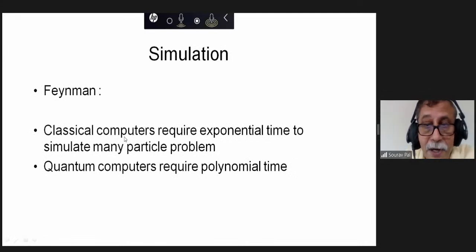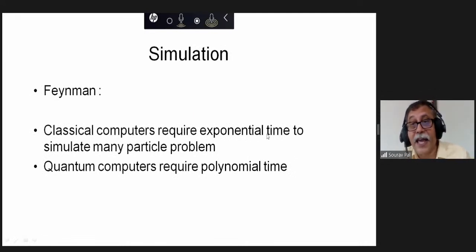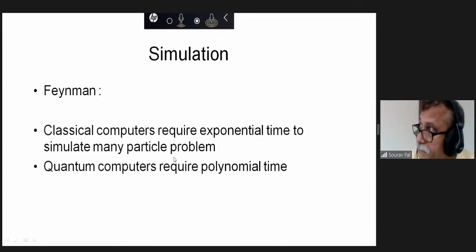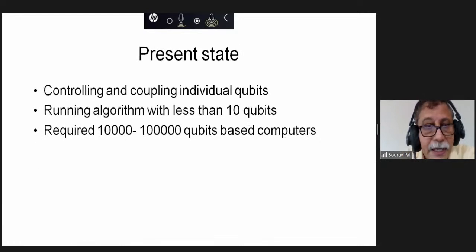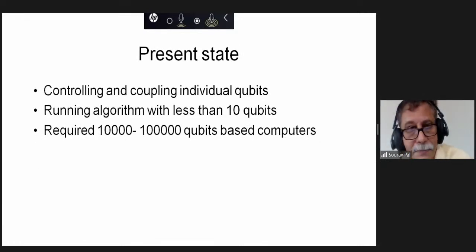So Feynman made a very important statement. Classical computers require exponential time to simulate many particle problems. So a many-particle problem and exponential time, very often factorial. Quantum computers require polynomial time. This is a very simple way to understand that, of course, it is not linear in n, but it's a polynomial in n, the time that is required. Whereas in classical computers, you may require exponential time to actually do a complete simulation. And that is the heart of the solution, why quantum computers suddenly solve the problem.